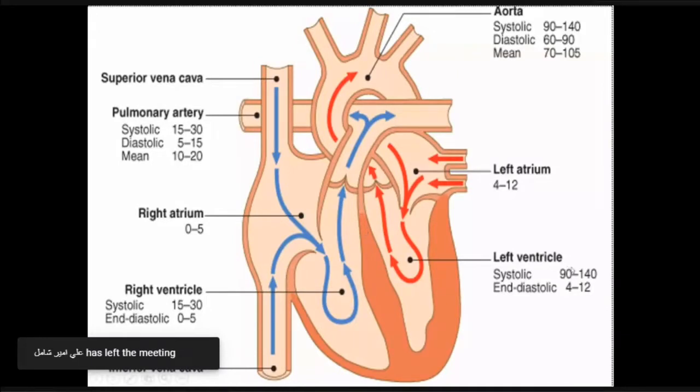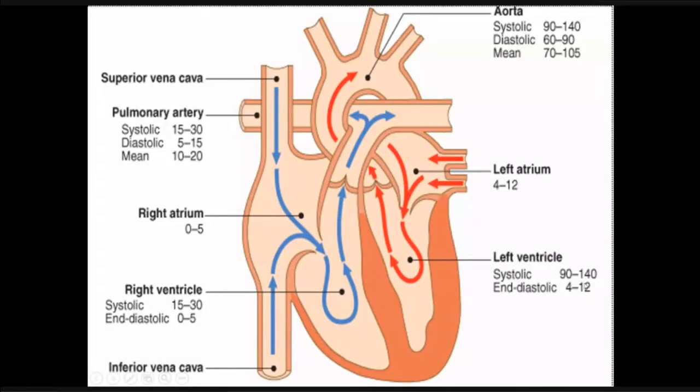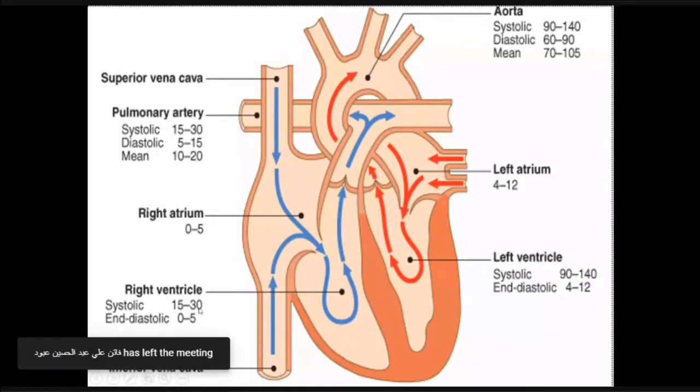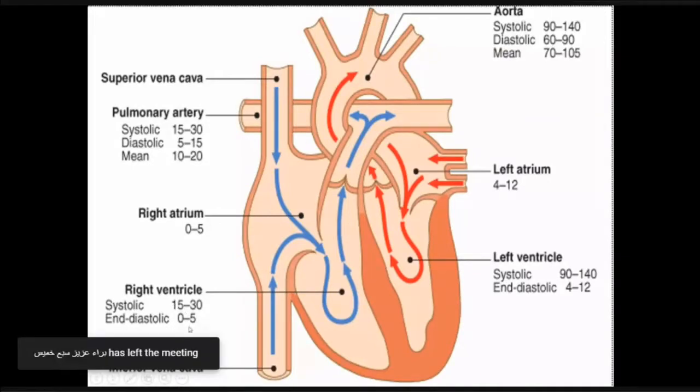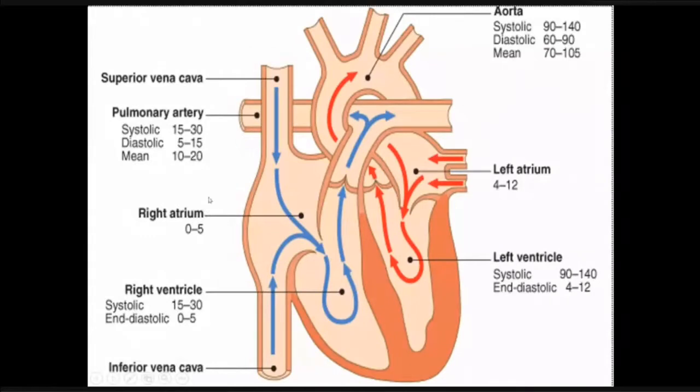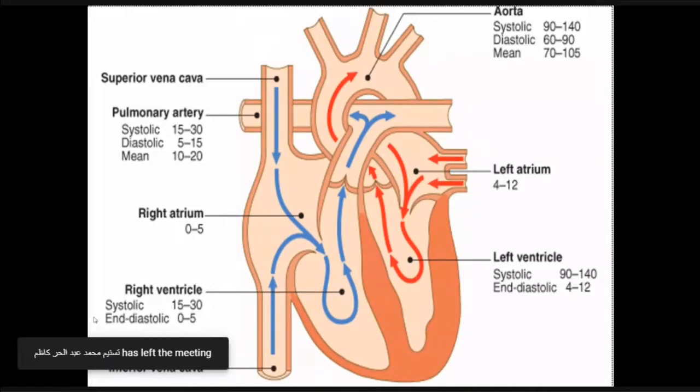So the systolic pressure usually is between 90 to 140, while the end diastolic pressure is around 4 to 12, the same as the left atrium. In the right side of the heart, the systolic pressure is 15 to 30, above which it means that it is high, while the end diastolic is also low, around 0 to 5 approximately. And the right atrial pressure is approximately equal to the end diastolic pressure. Why? Because the tricuspid valve will open, so the pressure in the atrium will be the same as the pressure in the ventricle during diastole.